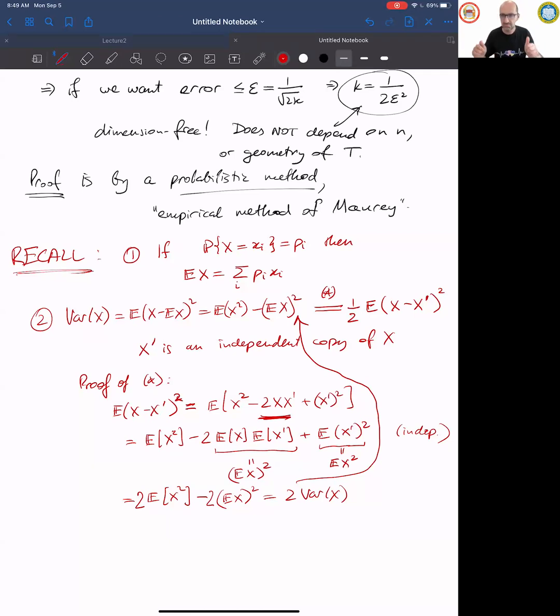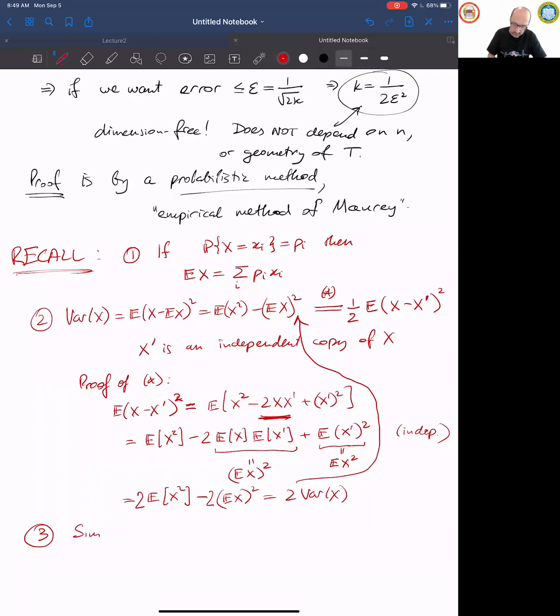Good. Intuitively, all kinds of definitions of the variance measure the same thing, the spread of a random variable. And this is one of the ways to measure the spread of a random variable. You flip two copies of a random variable and look at how different they are. Okay, perfect. And we will need a version of this fact for random vectors in high dimensions.